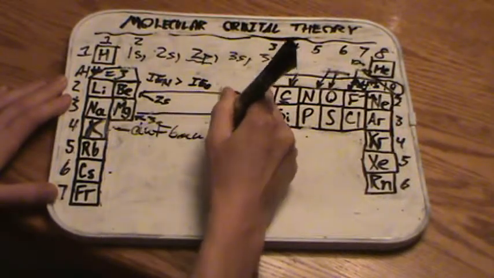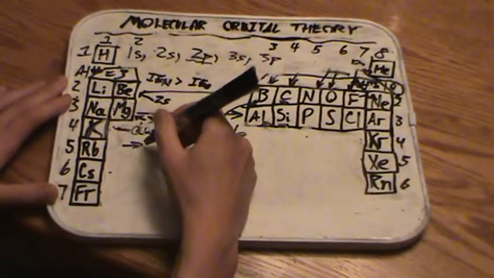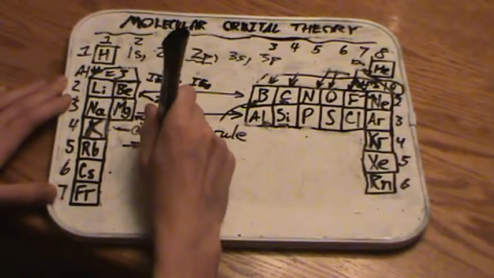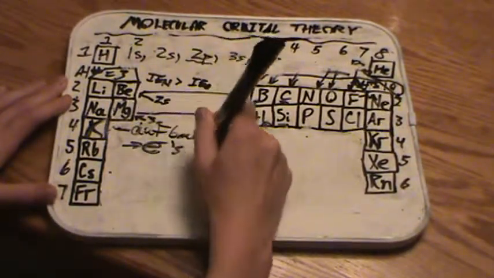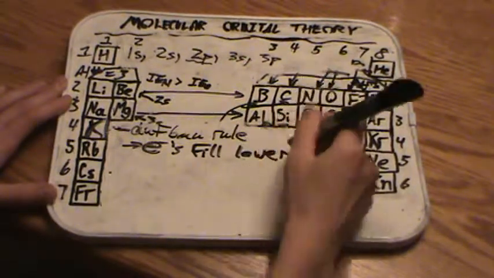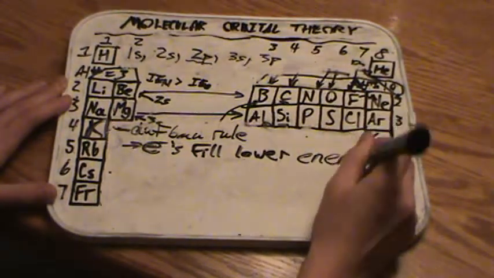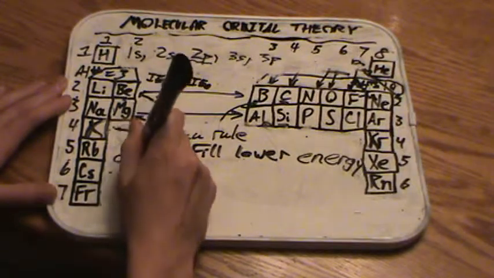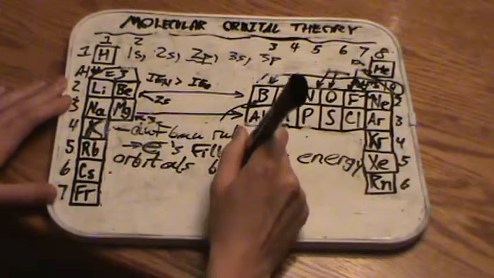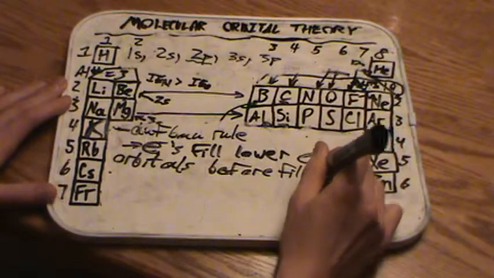The Aufbau rule. And what it says is that electrons fill lower energy orbitals before filling higher energy orbitals.